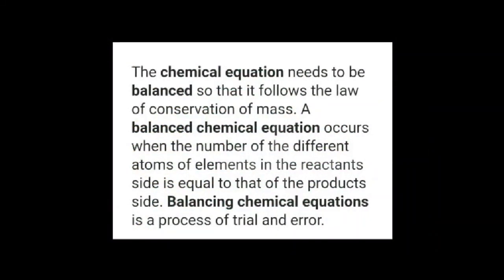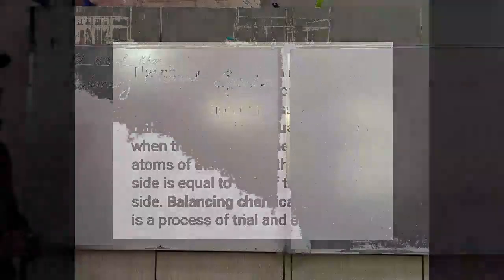Hello students, today we will learn about how to balance a chemical equation. A chemical equation needs to be balanced in order to follow the law of conservation of mass. According to this law, the total number of atoms of all the elements must be equal on both sides in a chemical equation. Balancing is a process of trial and error.